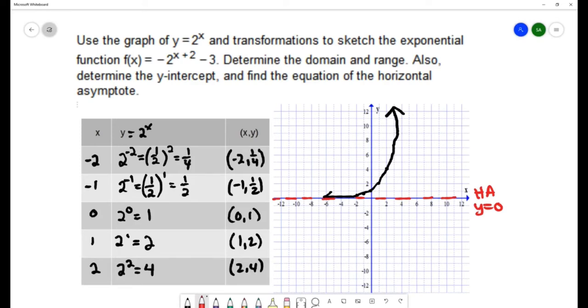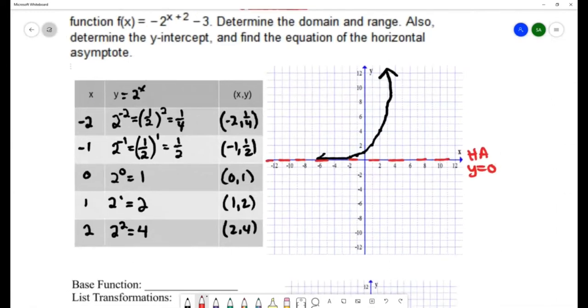Y equals 2 to the x, and now we're going to focus on the function that we're interested in graphing by transformations. So let's write that function down. The function f of x equals negative 2 to the x plus 2 minus 3. And you can see that the variable is in the exponent with a base of 2. And so our base function is y equals 2 to the x, the one that we just graphed.